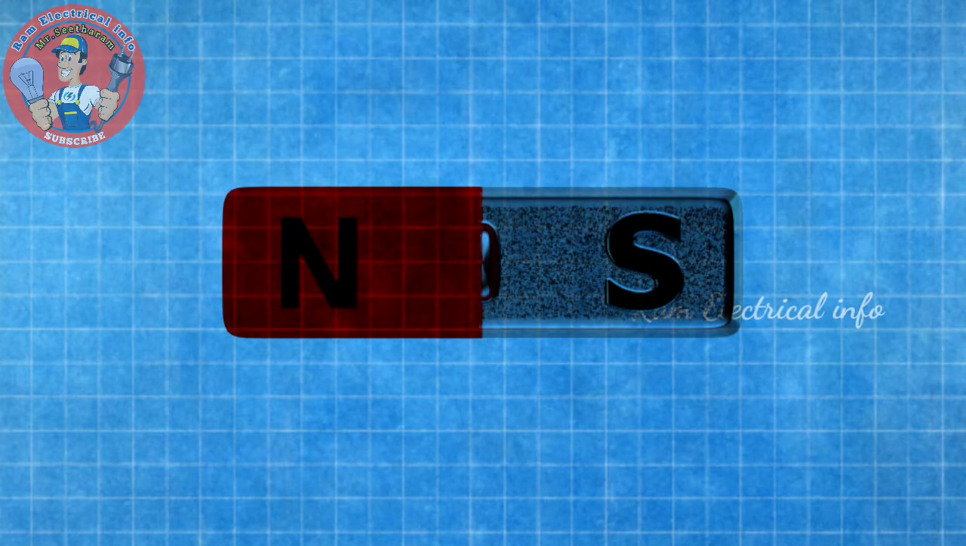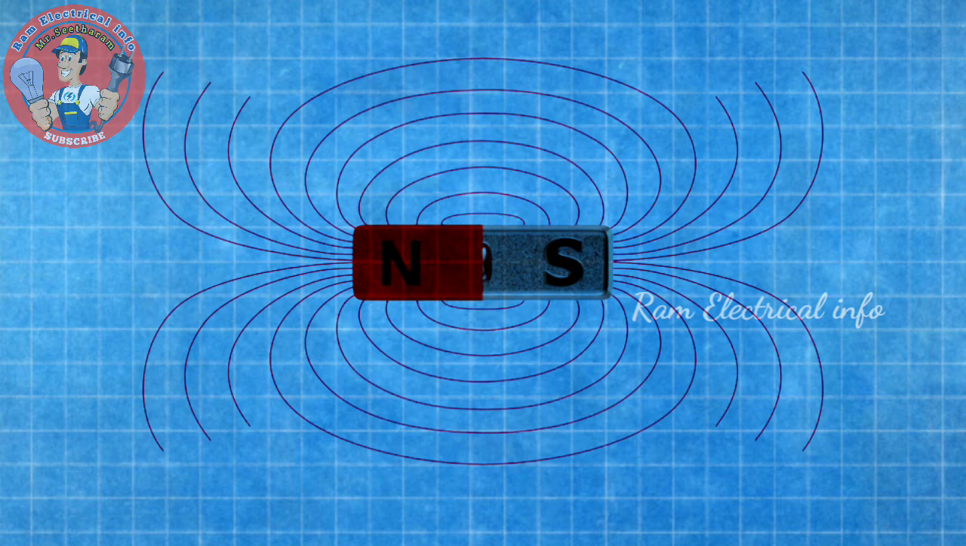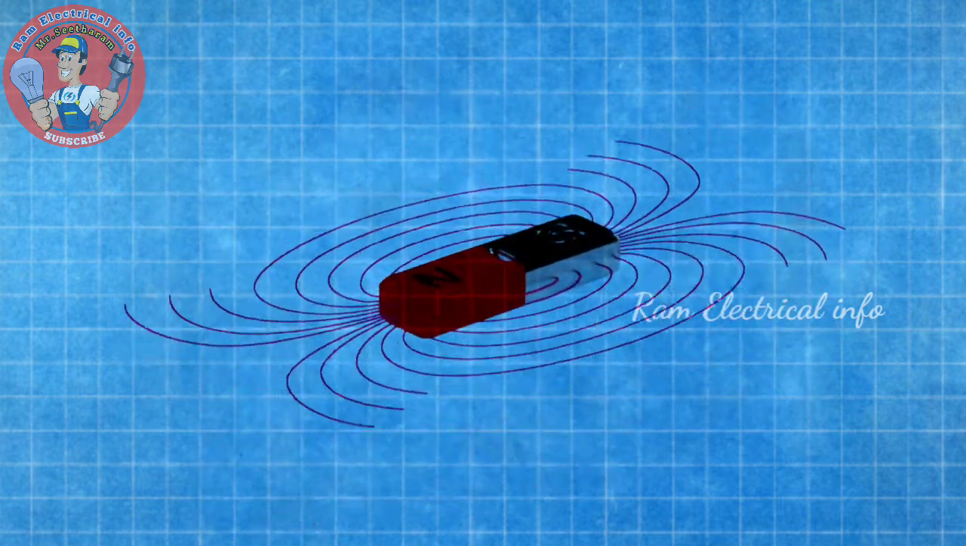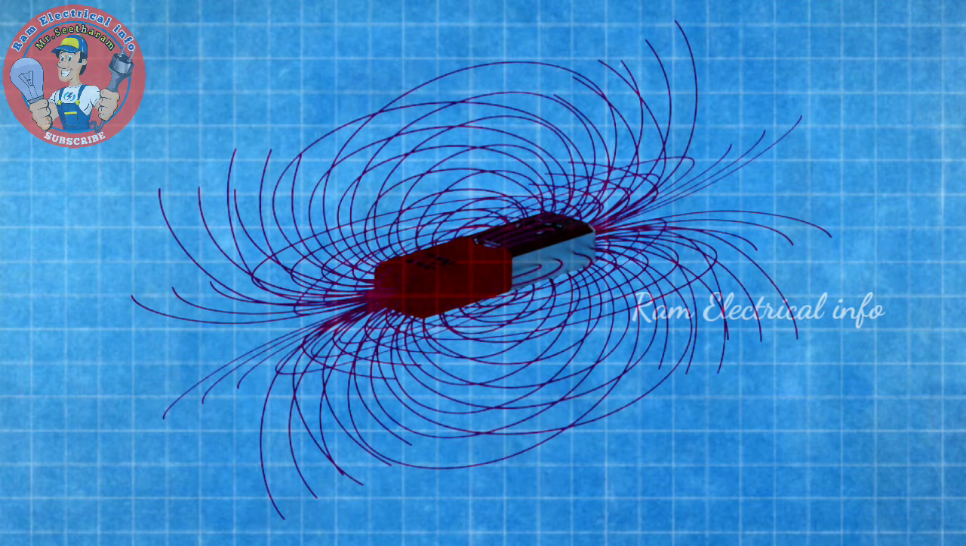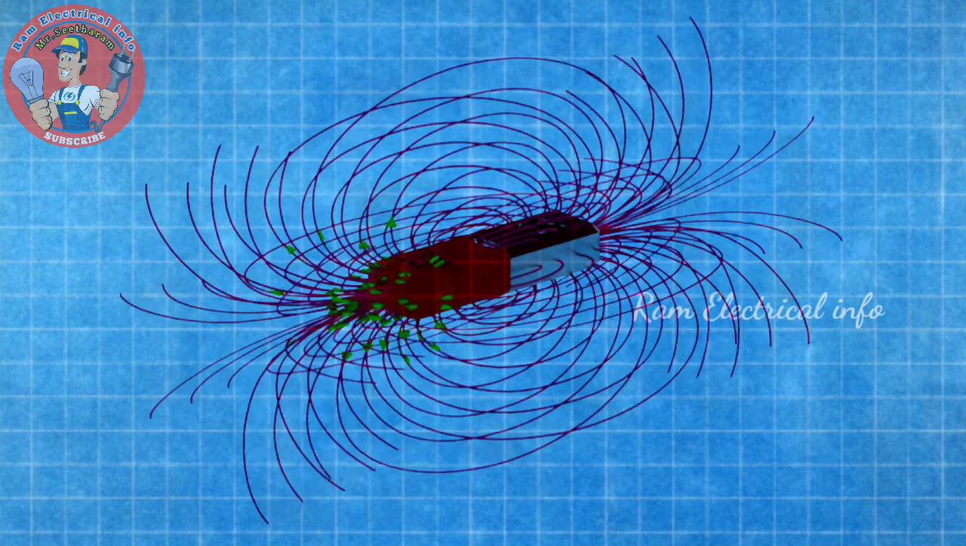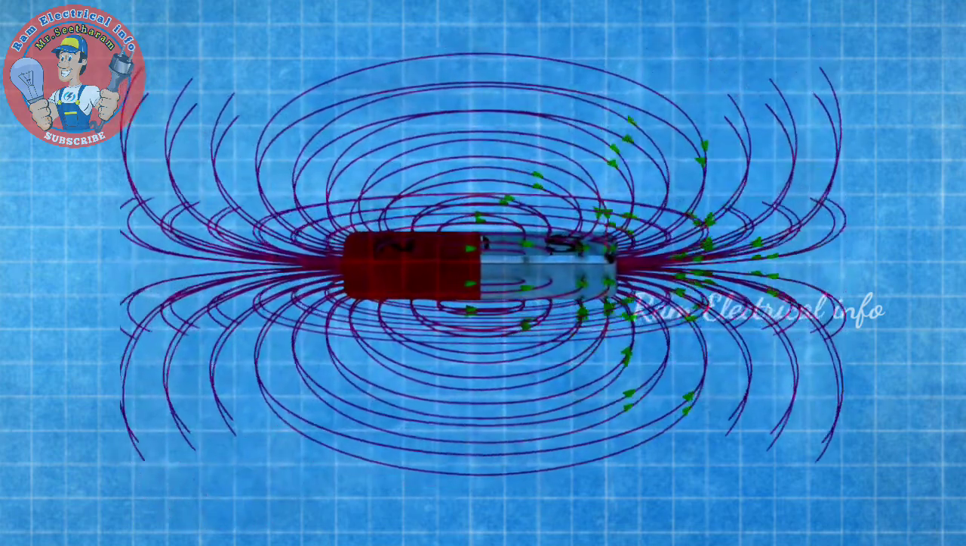Magnets have a north and a south pole. Around these poles are fields of magnetism that extend out in all directions. These invisible lines of magnetic force are called magnetic flux. These lines of flux leave the north pole of a magnet, loop around, and enter on the south pole.